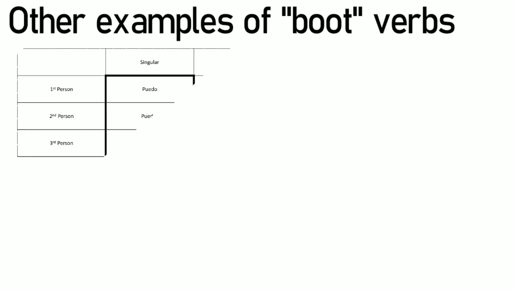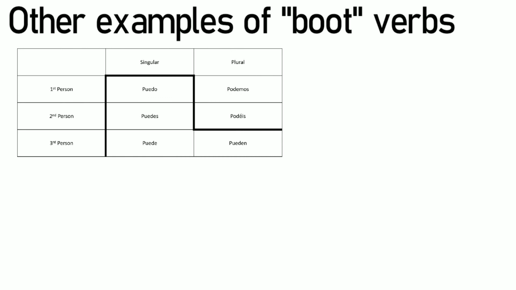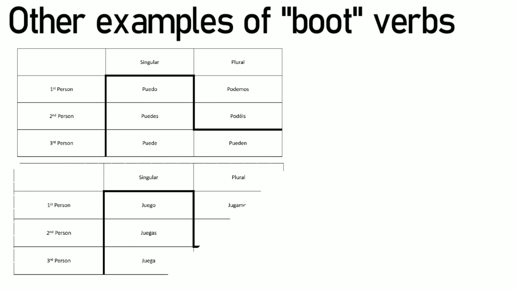Poder, which is exactly the same, except it's O to UE, and jugar, which is U to UE, and as you can see, they still form a boot. It's the we and the you plural forms that don't change. I would recommend making a note of these and maybe even copying in the full diagram.